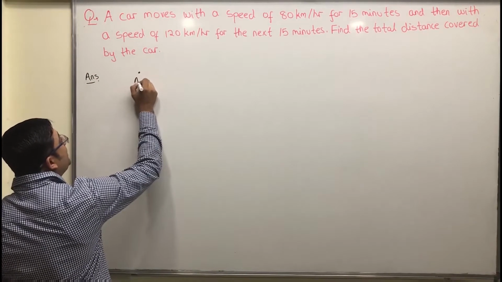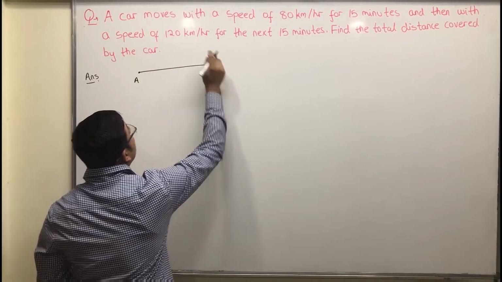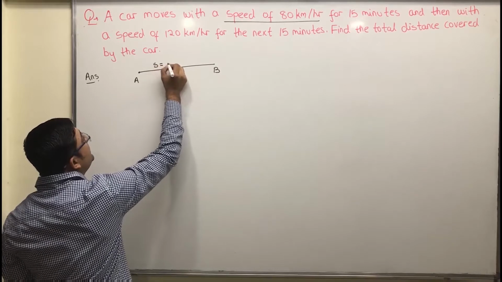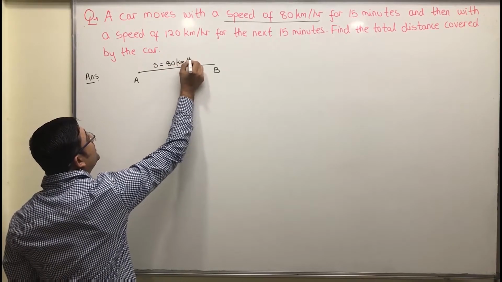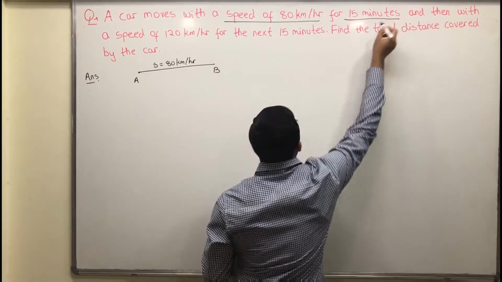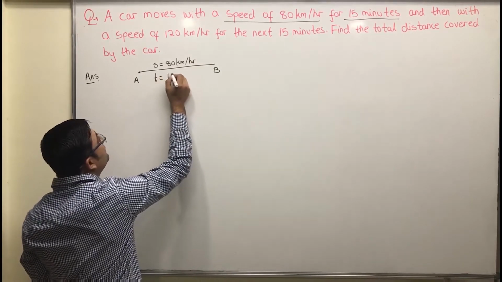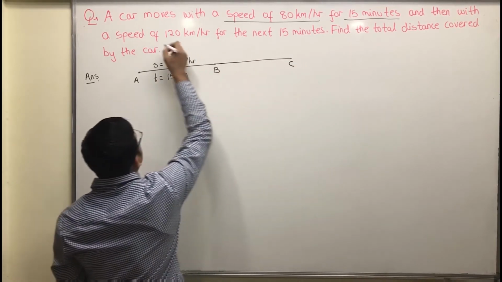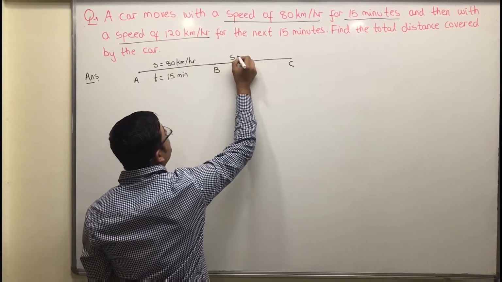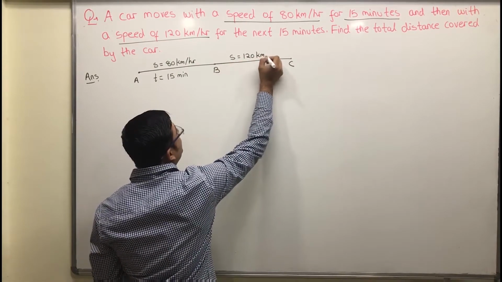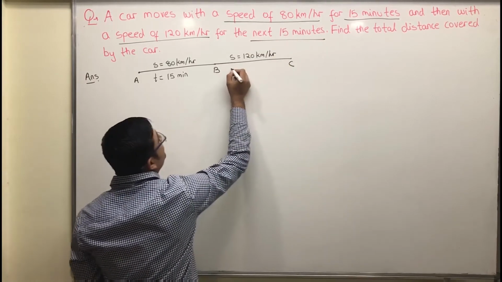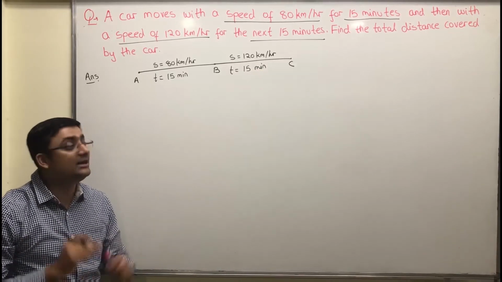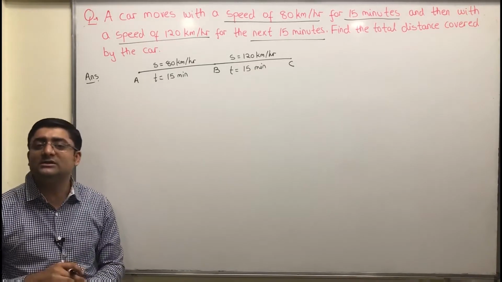Let's say the car starts from point A and goes to point B. So from A to B, it is moving with the speed of 80 km per hour. I'll write down over here, speed is 80 km per hour and the time duration is 15 minutes. Is this clear? Then let's say it goes from B to point C. Now the speed is 120 km per hour, for how long? Again 15 minutes. So this is how we draw a figure to visualize our problem. Is this clear? What we have to do is find the total distance covered by the car.